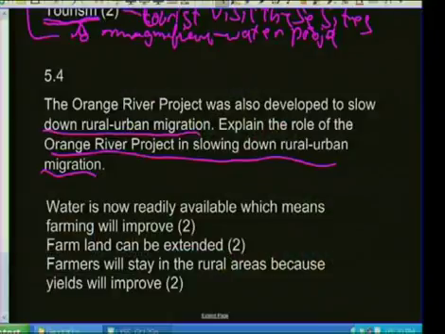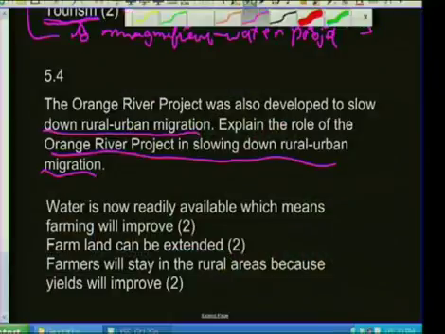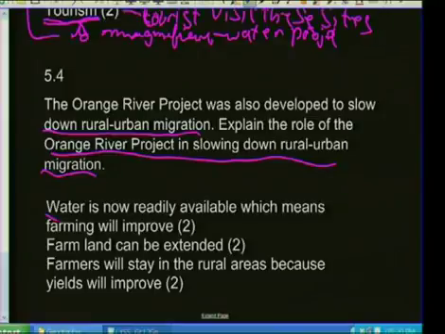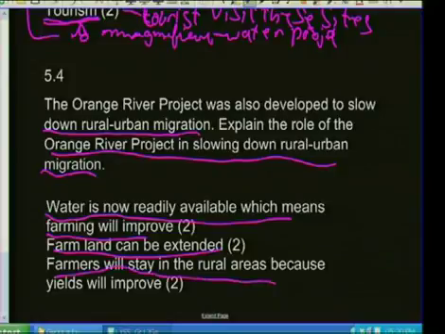See, water is readily available, as we spoke about already, which means farming will improve. Farming land can be extended because you can farm on a larger scale, all right? Farmers will stay in the rural areas because the yields would improve. They'll make their profits. Remember, these sort of questions we can add on. You understand? There's more employment opportunities. There's more investment in the rural areas. Okay, people may want to stay. So these are some of the answers that will give you the marks.